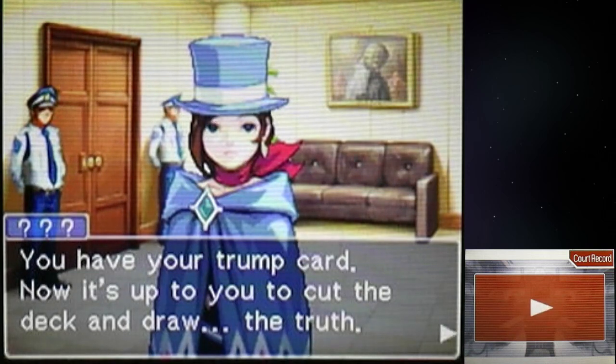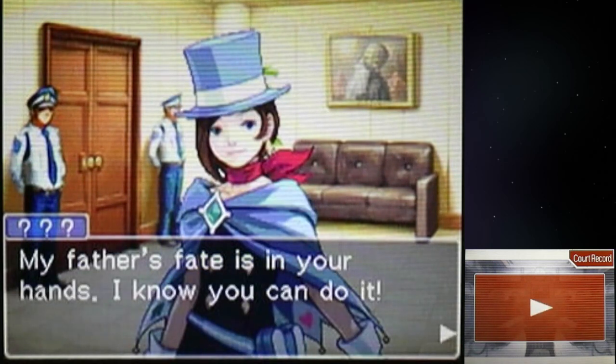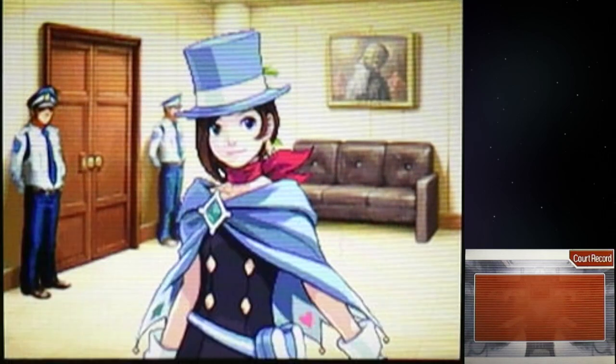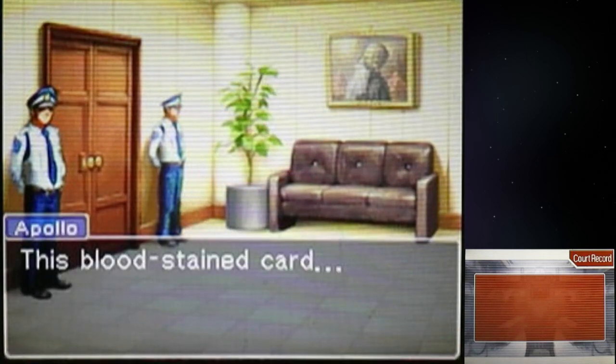You have your trump card. Now it's up to you to cut the deck and draw the truth. My father's fate is in your hands. I know you can do it. Oh, hi, Phoenix's daughter. I'm sorry I didn't know it was you right away. Probably should have given you another voice then.